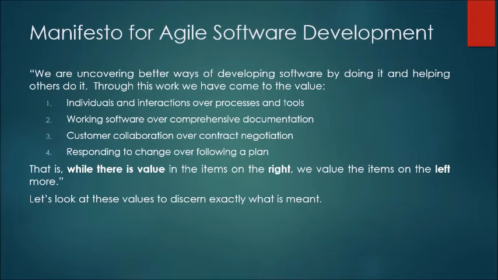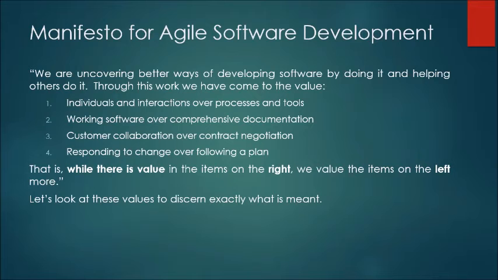Through this work, we have come to value: 1. Individuals and interactions over processes and tools. 2. Working software over comprehensive documentation. 3. Customer collaboration over contract negotiation. 4. Responding to change over following a plan. If you look, there are two parts: one on the left hand side, which is individuals and interactions, and one on the right hand side, that is processes and tools.